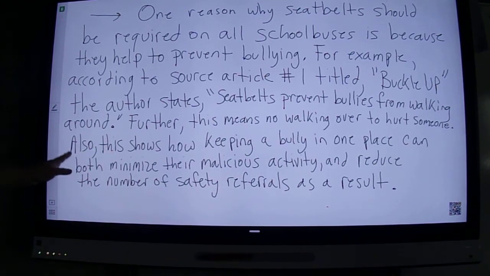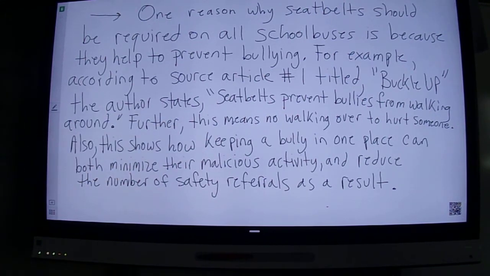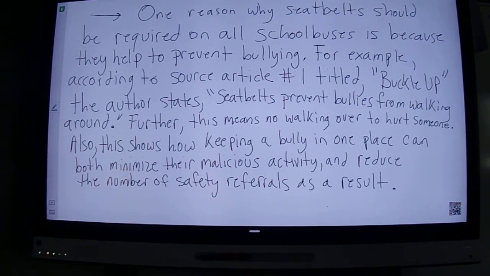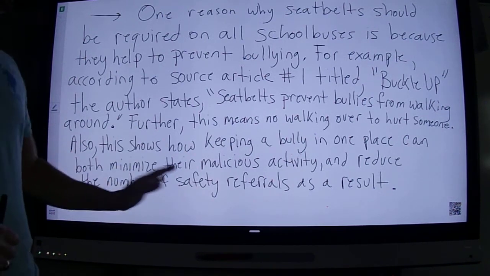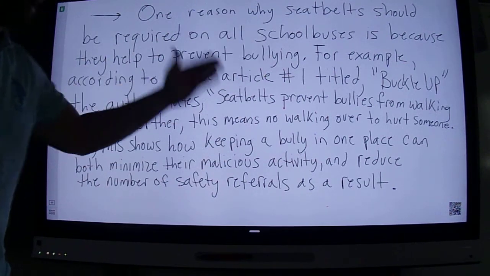Now we have a prompt, also, comma, this shows how, which follows. The also, comma, this shows how signifies elaboration. You need to tie it all together. Also, comma, this shows how keeping a bully in one place can both minimize their malicious activity, comma, and reduce the number of safety referrals as a result. Period. Ties it all together. Okay? Ties it all together and shows what is as a result.